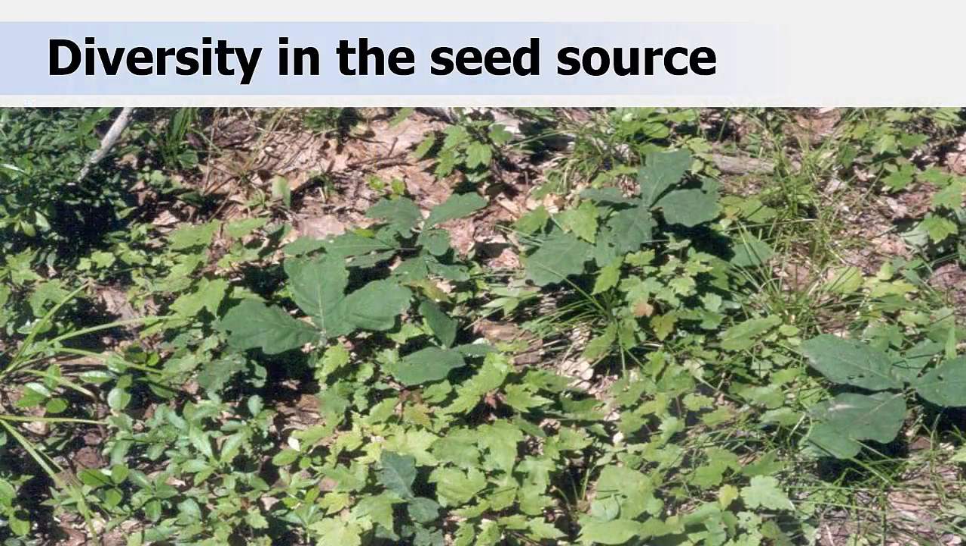This is an example of diversity in a seed source. There is a species mix of advanced regeneration including red oak, maple, cherry, and ash. There is some grass or sedge competition, but not enough at this time to cause concern. The seedlings are large in size and ready to grow.